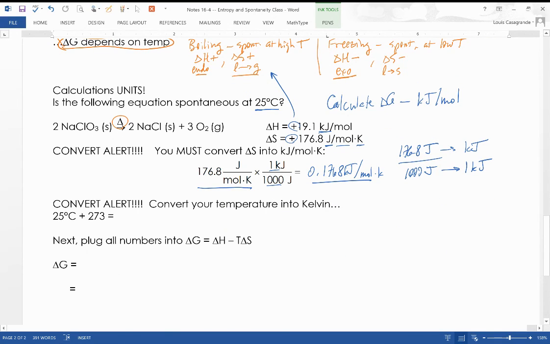Now we can put that into our equation. Oh, not quite yet. We have another convert alert. So 2 convert alerts here. Don't forget to do these conversions, please. The other convert alert, 25 degrees C. I told you we had to be in Kelvin. We need to have no negative numbers here. Otherwise, it's going to mess up that equation. So we're going to add 273 to 25 degrees C, and we're going to get 298 Kelvin. Now we can plug all those numbers into the delta G equation.